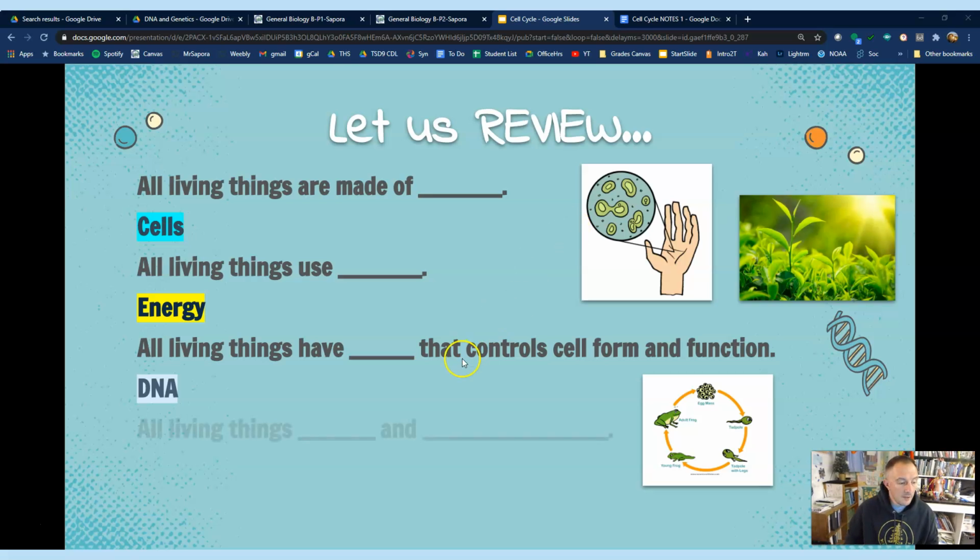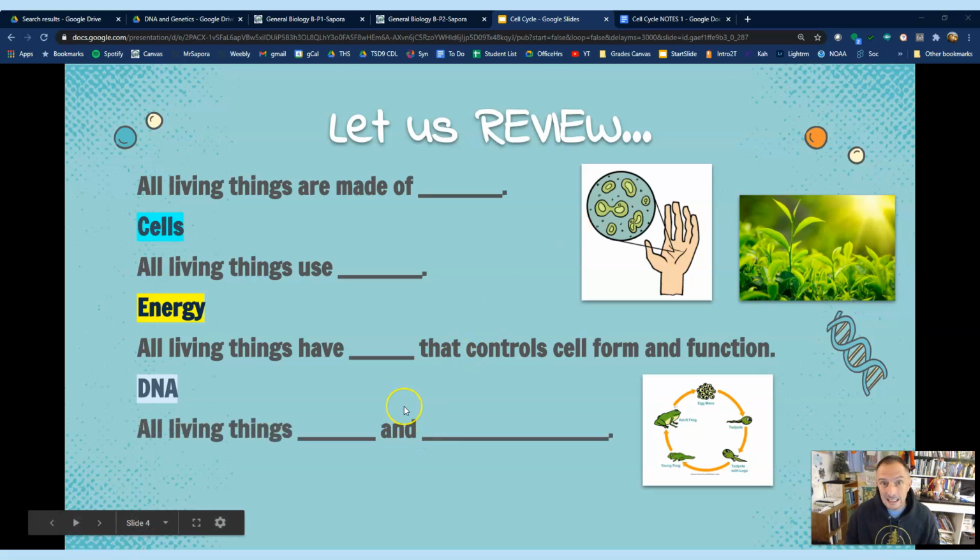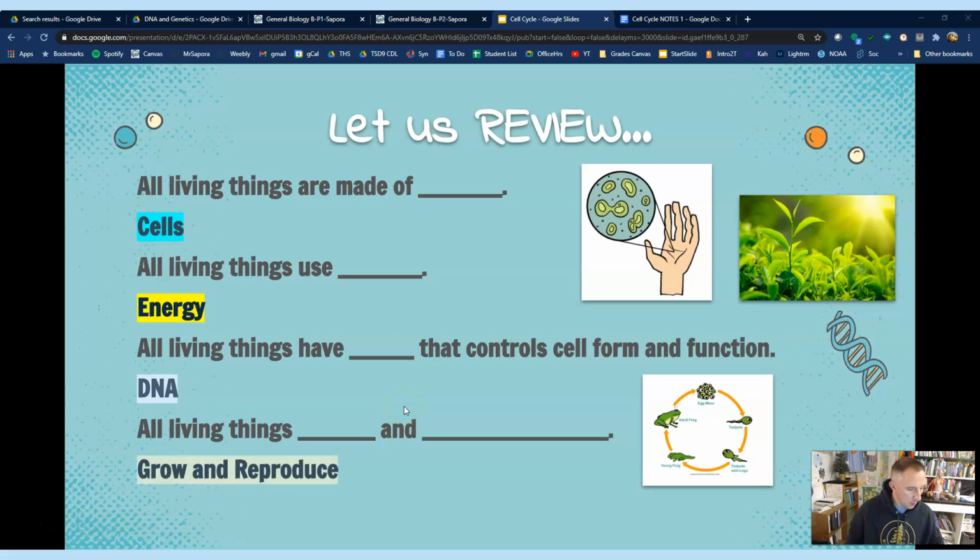Okay, all living things also blank and blank. Yeah, grow and reproduce. So a lot of what we're going to talk about in this section on the cell cycle is about growth. Cells grow, and then they reproduce, right?